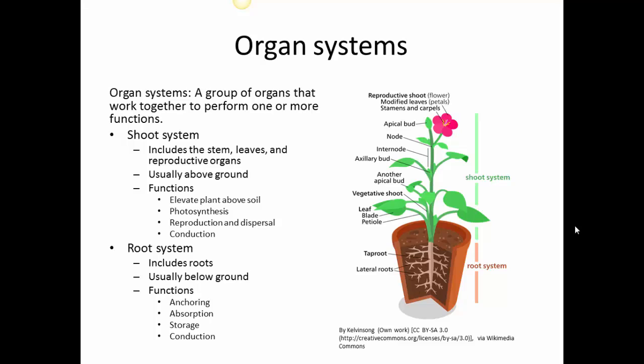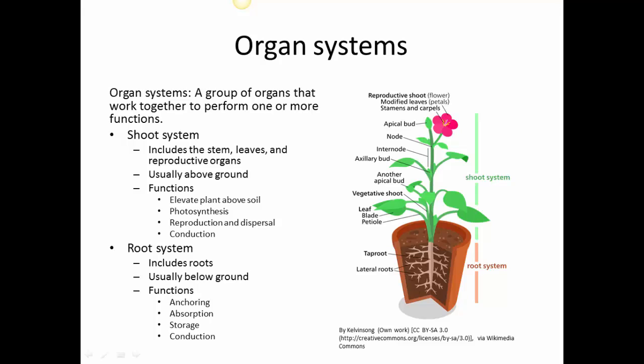The shoot system is also involved with reproduction. So those flowers need to be out in the sun, advertising to attract pollinators. The shoot system is also involved in the dispersal of seeds in the angiosperms via fruits. And as we mentioned, one of the main functions of the stem is conduction. So there's a lot of movement of fluids within the shoot system.